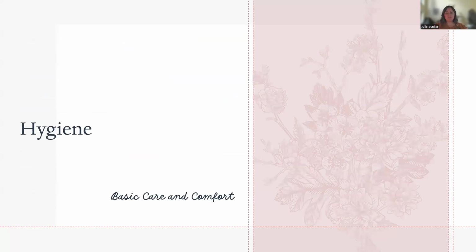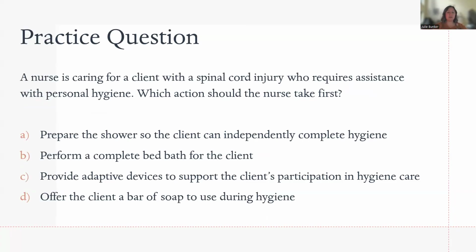Let's jump into our first real kind of fundamentals topic of hygiene. Here's another practice question for you right off the bat. A nurse is caring for a client with a spinal cord injury who requires assistance with personal hygiene. Which action should the nurse take first? A, prepare the shower so the client can independently complete hygiene. B, perform a complete bed bath for the client. C, provide adaptive devices to support the client's participation in hygiene care. Or D, offer the client a bar of soap to use during hygiene.